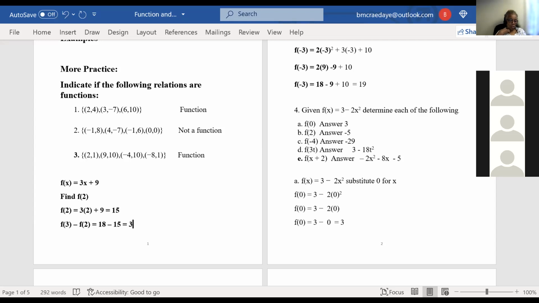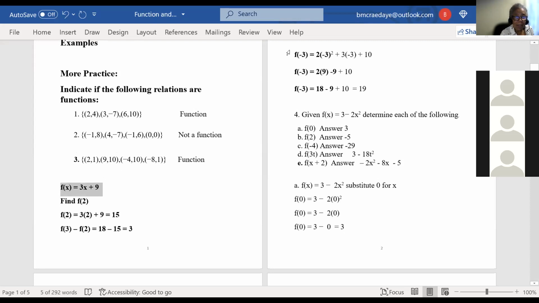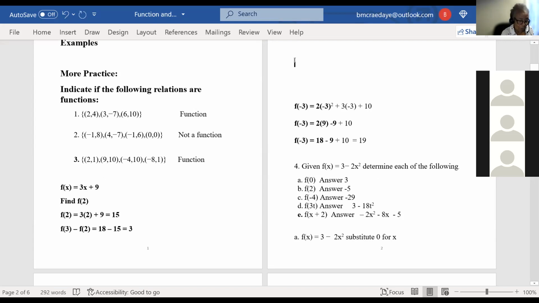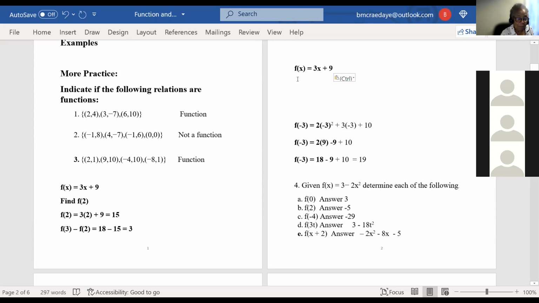Once you find the function values, you can add or subtract them, and they don't always have to be numbers. They could be variables. For instance, let's take the same f of x. Copy it on the other side. I put this here, and I want you to find f of a plus 2.